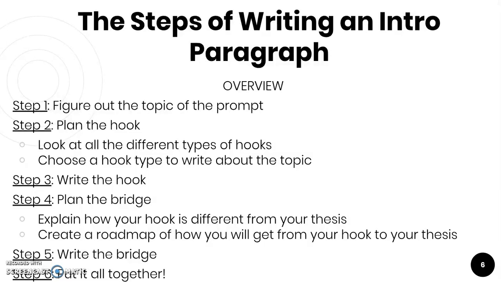The steps of writing an introduction paragraph. So step one, this is just an overview, and then we're going to look at each step one by one. So the first step is to figure out the topic of the prompt. Step two is to plan the hook. You can look at all the different types of hooks and choose a hook type that you can write about the topic with. And then step three is to actually write the hook.